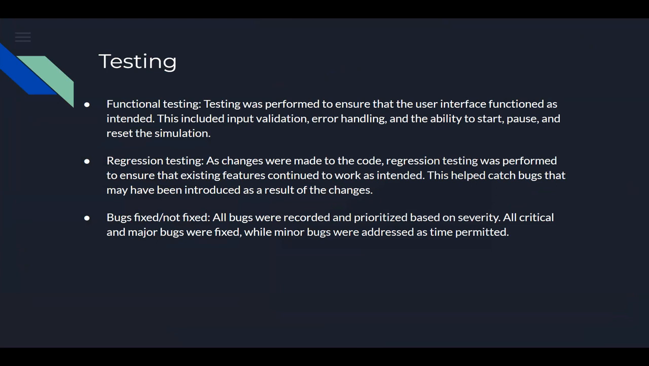Next comes regression testing. As changes were made to the code, regression testing was performed to ensure that existing features continue to work as intended. So there were a lot of changes we were making. So this helped catch bugs that may have been introduced as a result of the changes. So it was a continuous iteration process till the output came as we expected.